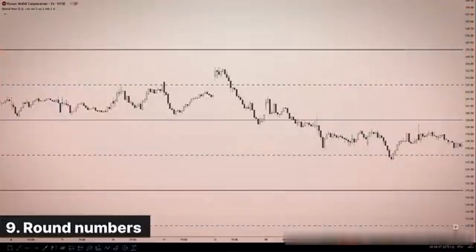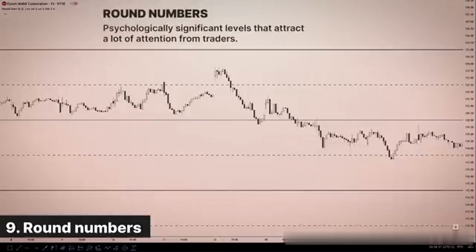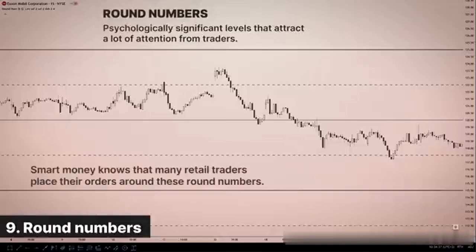Round numbers ending in 0 or double zeros are psychologically significant levels that attract a lot of attention. These levels are prime targets for smart money manipulation.